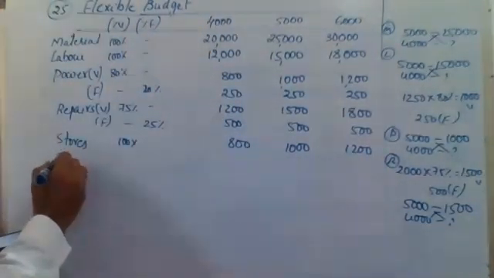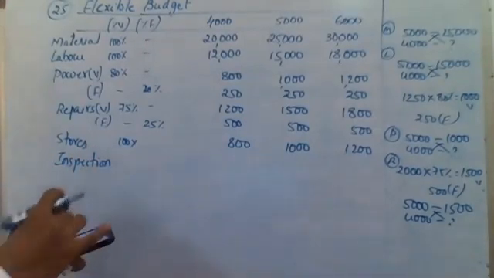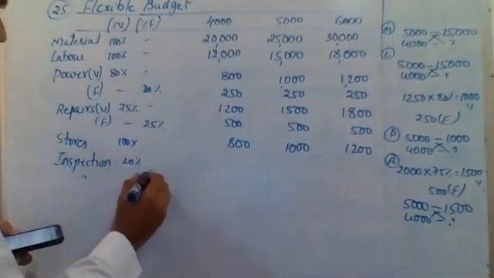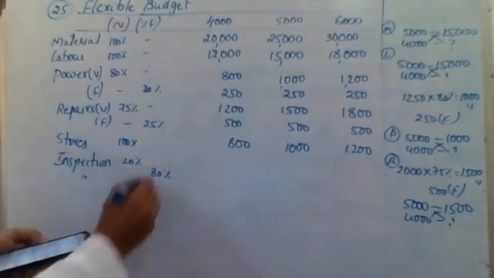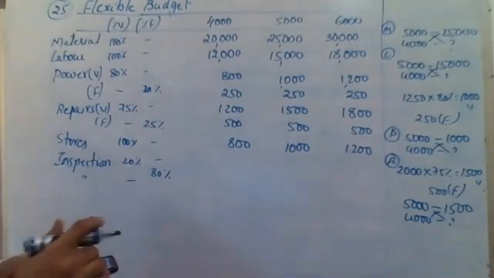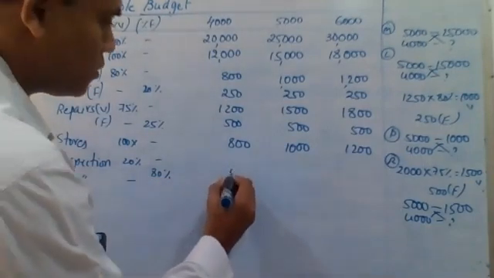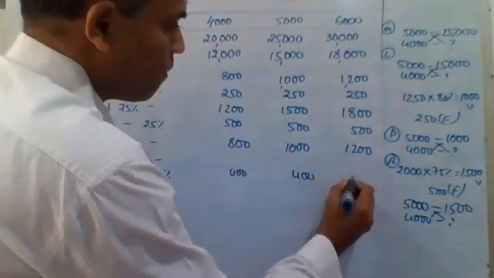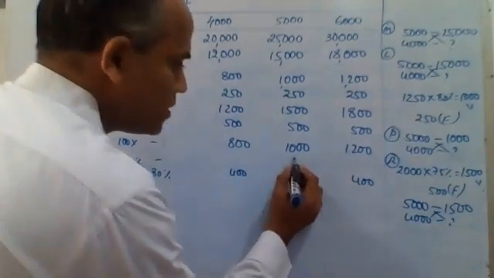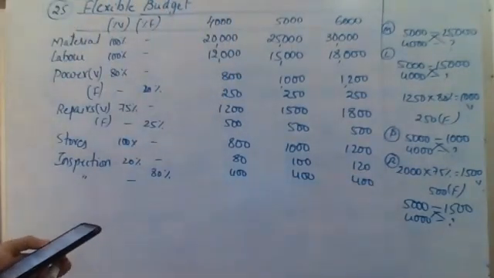Inspection. Inspection percentage is given as 20% varying. So 20% is varying means 80% is fixed. What is the amount given here? For inspection, 500. So 80% of 500 is around 400 rupees. So 400 is fixed. 20% of 500 is 100. If 100 is at 5000 units, it will be 80 for 4000 and 120 for 6000.